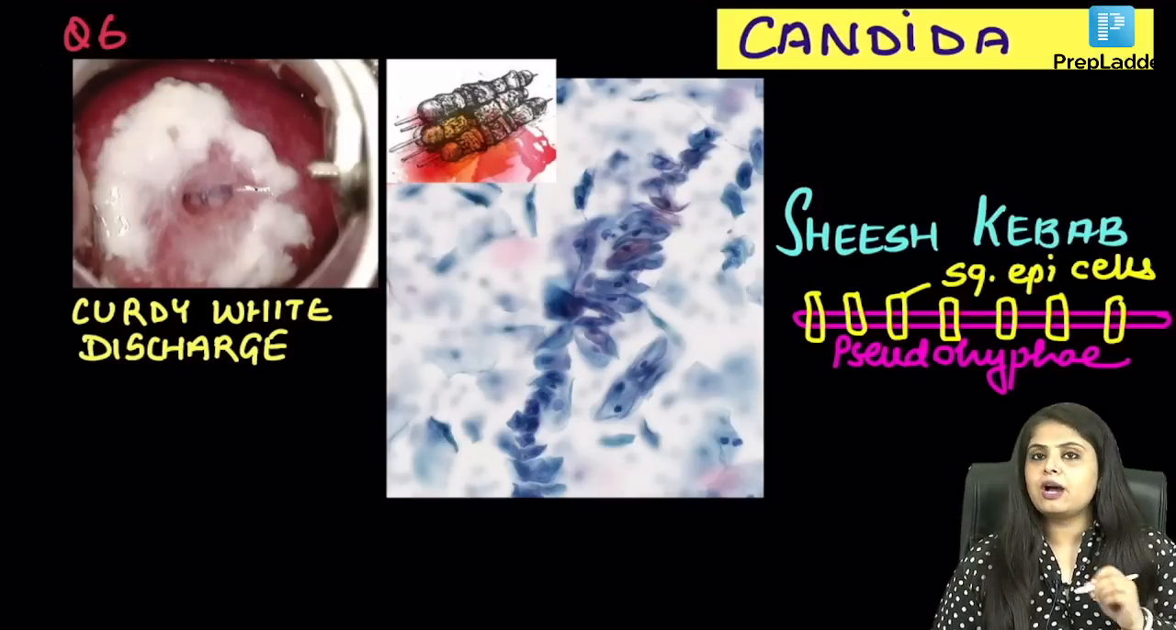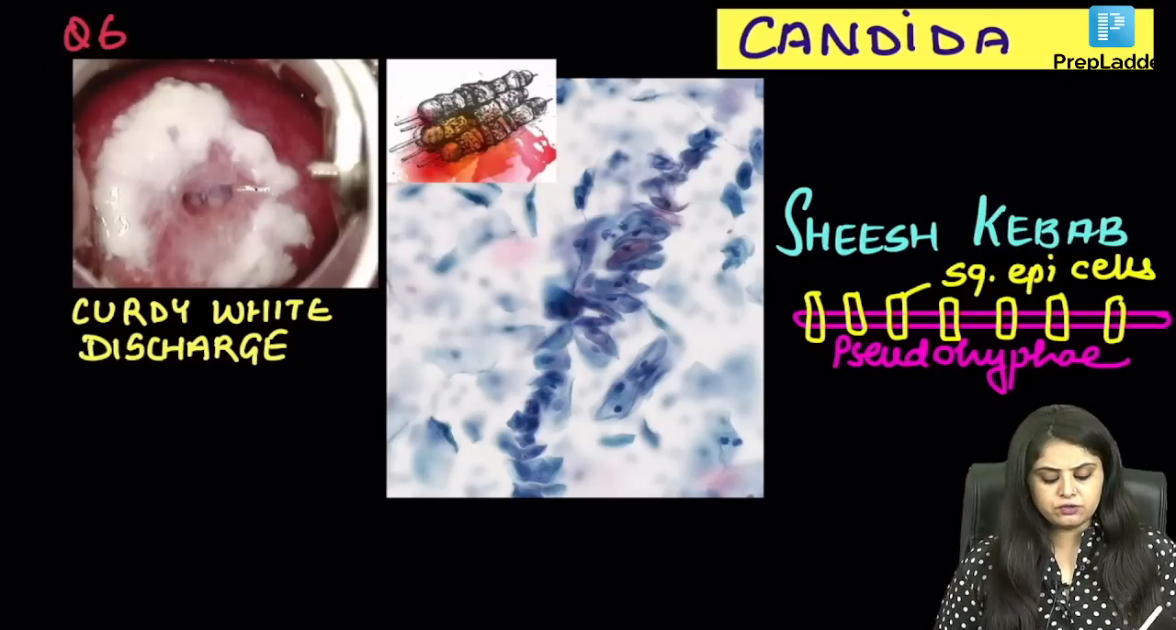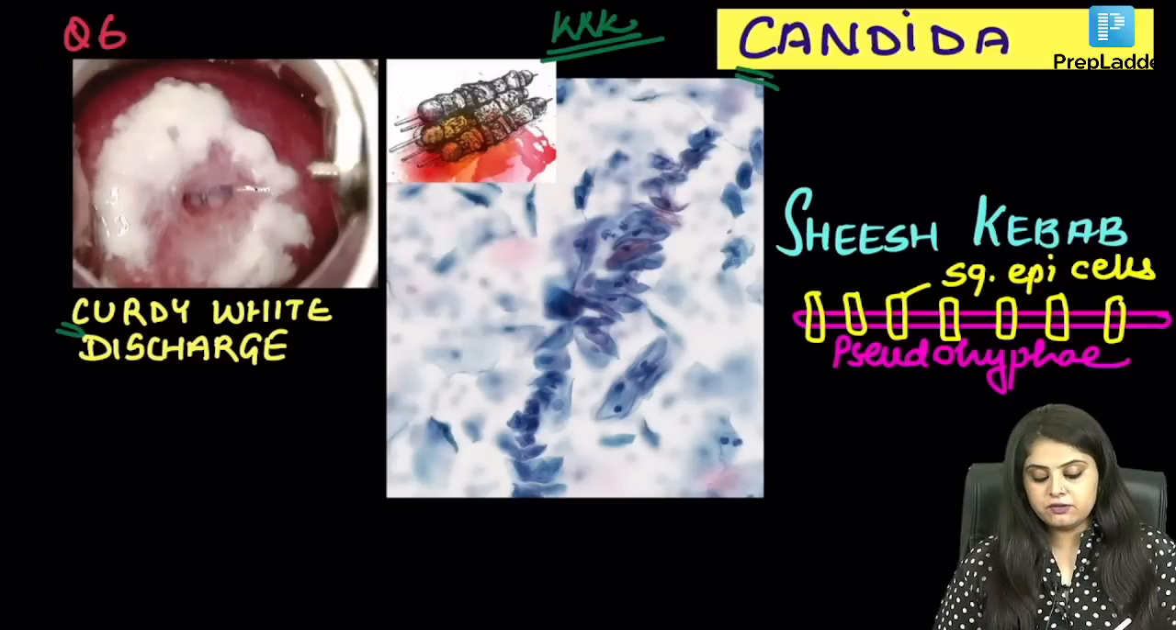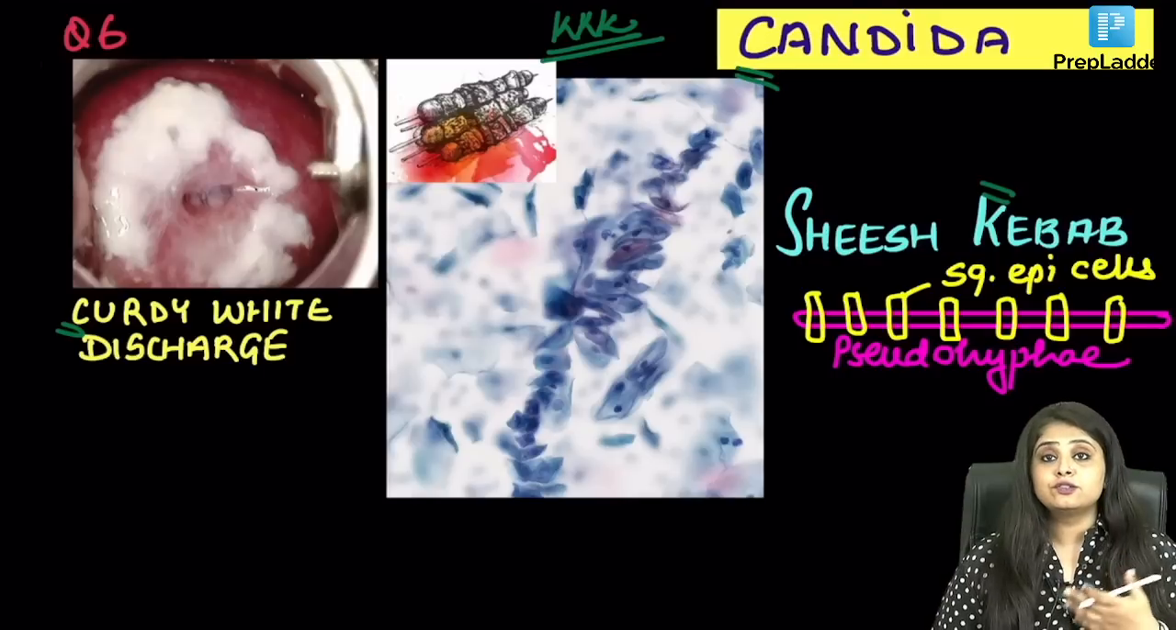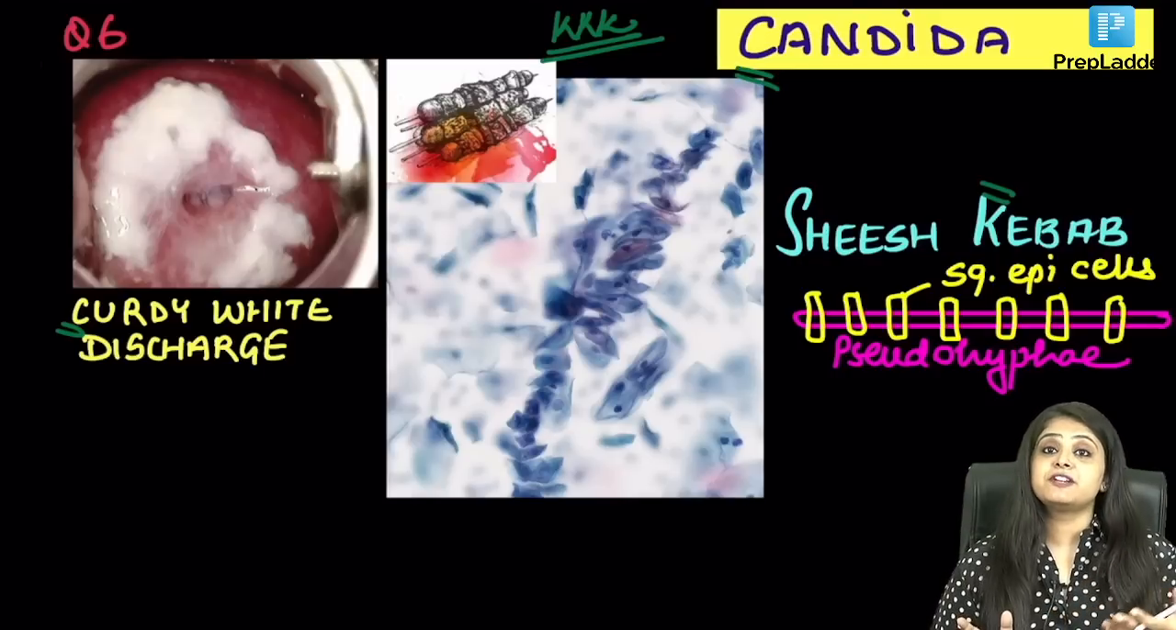So now how did we learn it in microbiology lectures from the point of view of Shah Rukh Khan? That is how we became. So for candida, for curdy white discharge, for shish kebab effect. For those of you who love kebabs, I'm very sorry, this might stop you from eating them, because shish kebab effect is seen in candida.